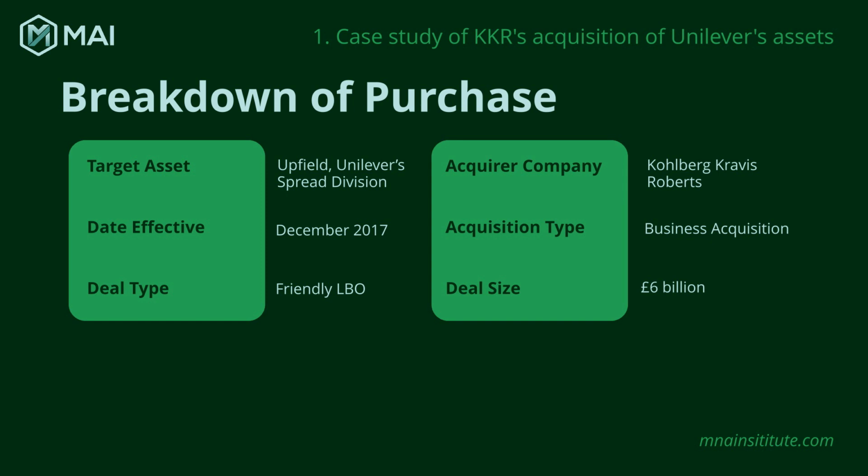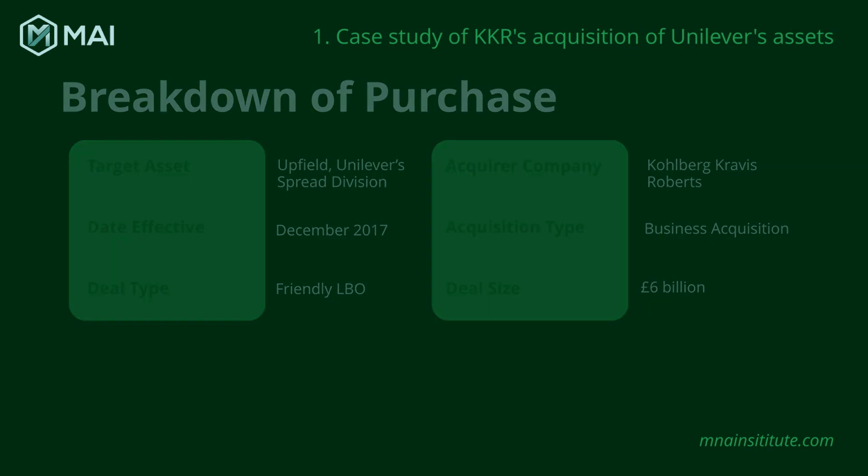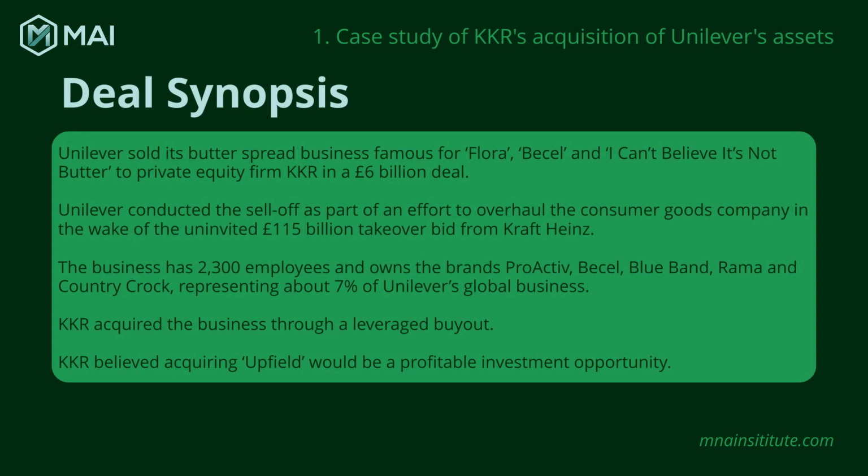The acquisition came even after Unilever received a £115 billion takeover bid from Kraft Heinz. KKR wanted to acquire the spread business as they viewed it as a strong investment opportunity. Then CEO of Unilever, Paul Polman, exclaimed, "I am confident that under KKR's ownership, the spreads business with its iconic brands will be able to fulfill its full potential as well as societal responsibilities."